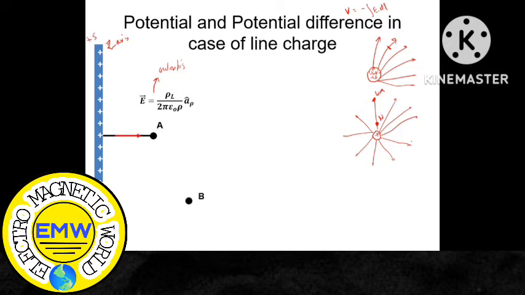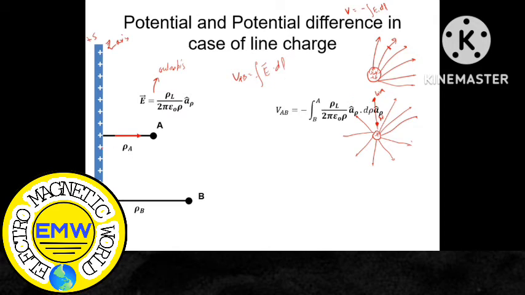Maybe the point is placed here and it has a distance equal to rho B, and this distance is equal to rho A. You can find the potential difference from point A to point B by using this formula: minus the integral from A to B of E dot dl. As we have generally defined, the formula is minus E dot dl, where E is rho L divided by 2 pi epsilon rho into a rho, which was the value for the electrical field, and dl is the differential length.